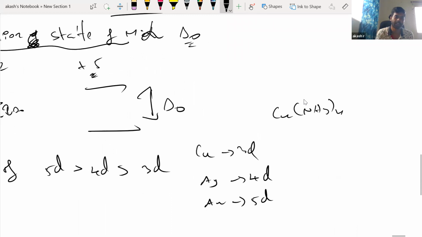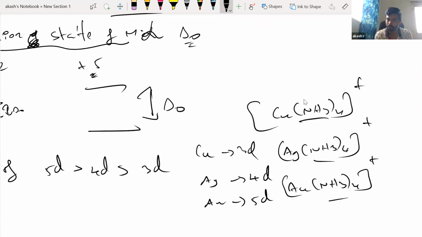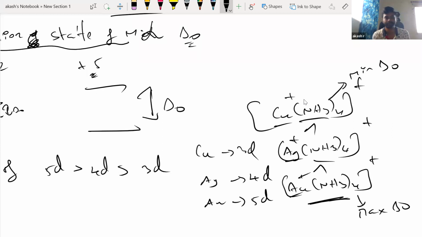Say we are talking about [Cu(NH3)4]+, [Ag(NH3)4]+, and [Au(NH3)4]+. Now the ligands are the same, NH3 only. The amount of positive charge is also the same: Cu+, Ag+, and Au+ are all +1 oxidation states. But what are we seeing? This is in 3d, this is in 4d, this is in 5d. So definitely the 5d one is going to have the maximum del O, and the 3d one is going to have the minimum del O. Like this also you will be able to tell which is going to have higher del O and which is going to have lesser del O.